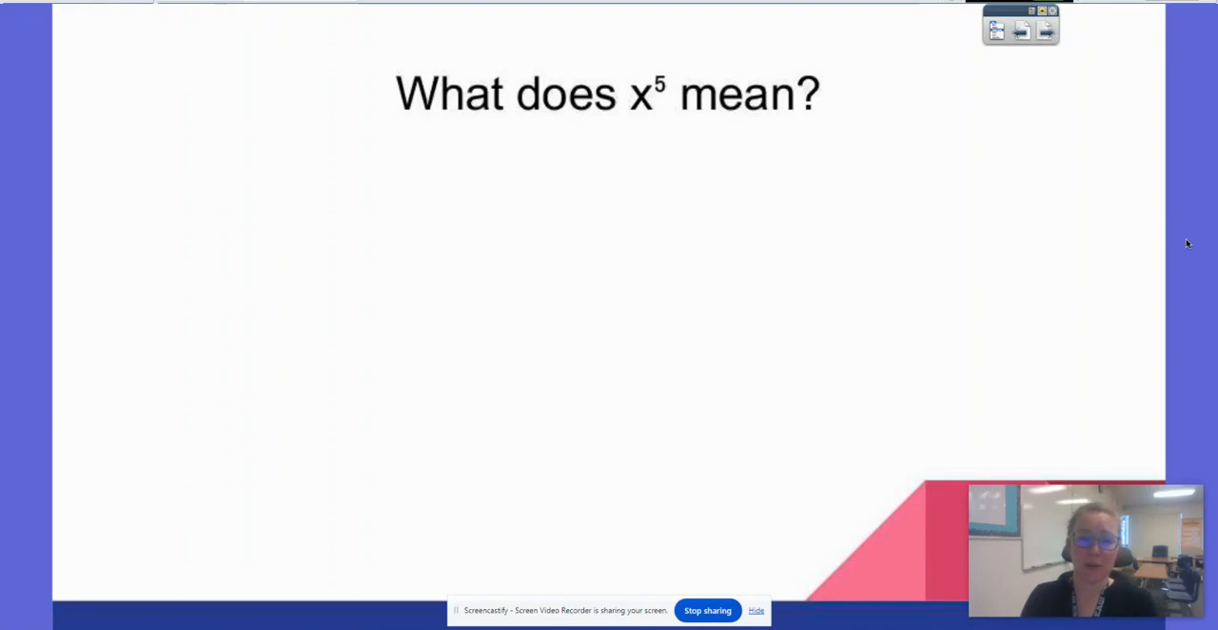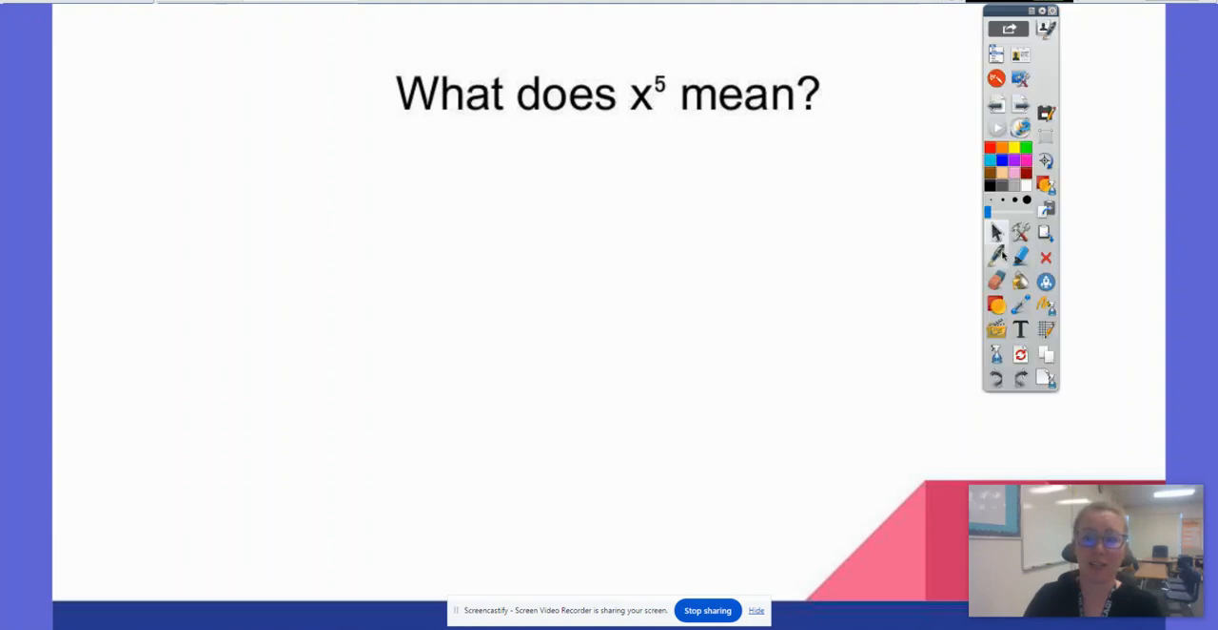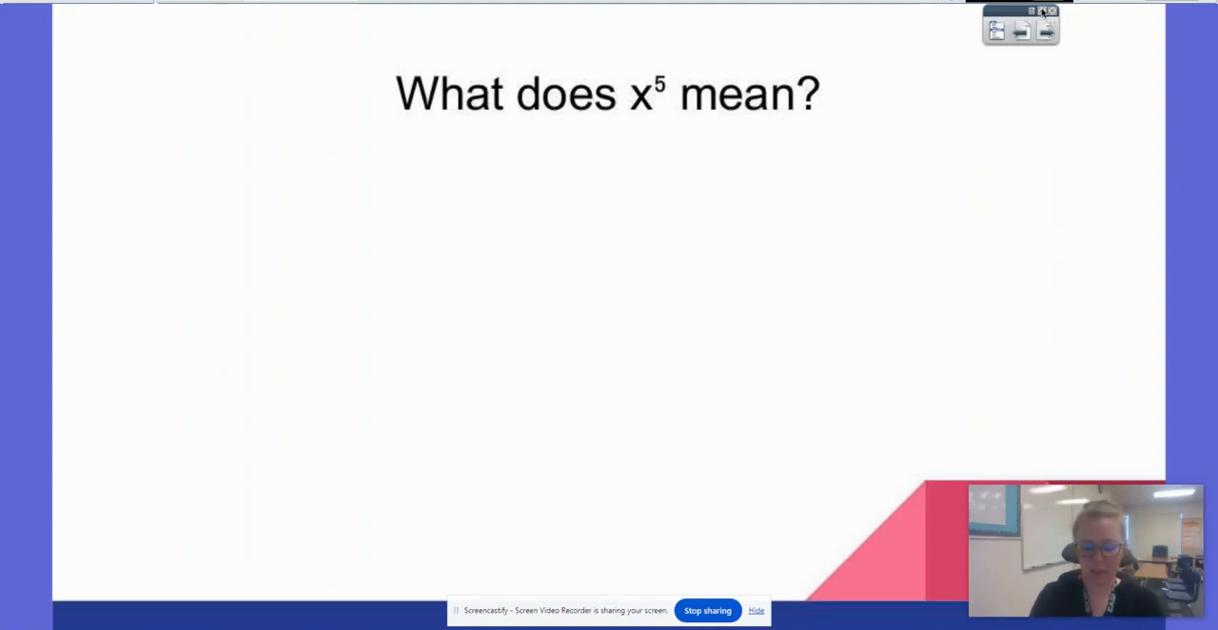So first, we know we're talking about exponents. Let's discuss what x to the power of 5 actually means. x to the power of 5 is really the same thing as x times x times x times x times x. How did I know when to stop writing x's? It's because of this number right here. It's x to the power of 5, so I had to write 5 x's. 1, 2, 3, 4, 5.